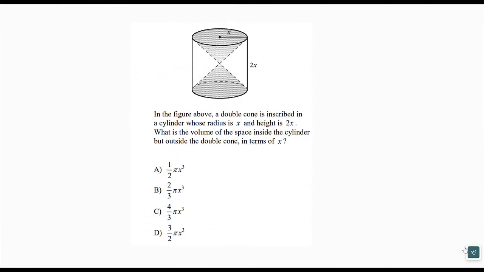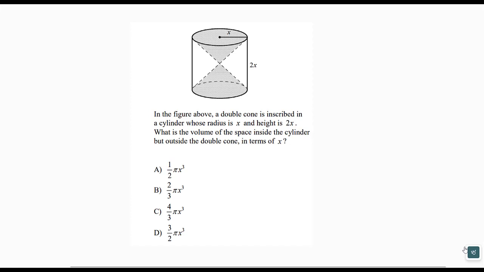Alright, let's jump into this problem. In the figure above, a double cone is inscribed in a cylinder whose radius is x and the height is 2x. What is the volume of the space inside the cylinder but outside the double cone in terms of x? Alright, so this is simply asking us the volume for the space inside the cylinder outside of the double cone.